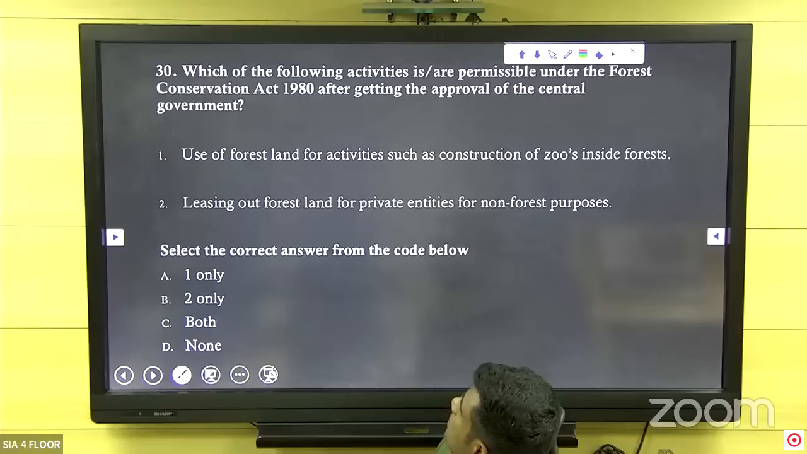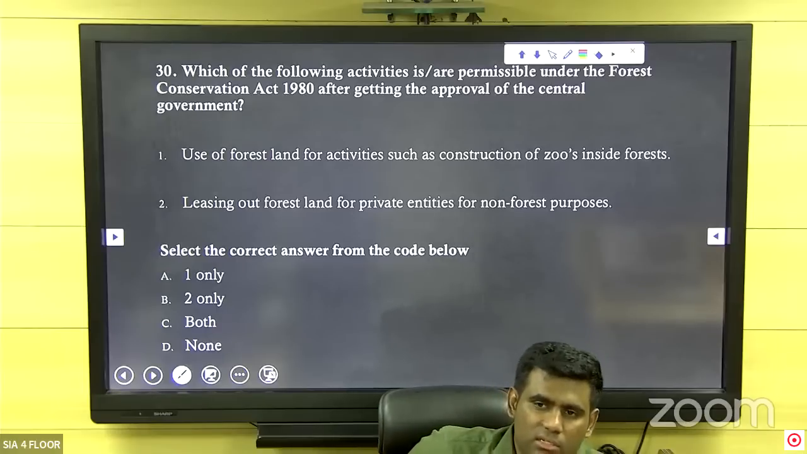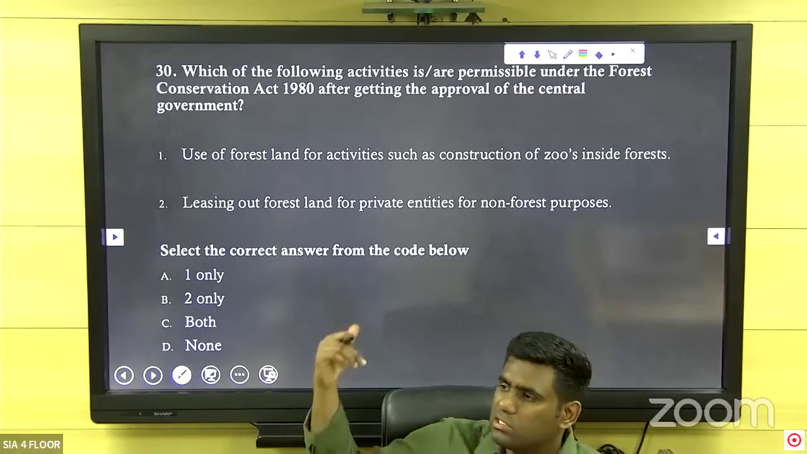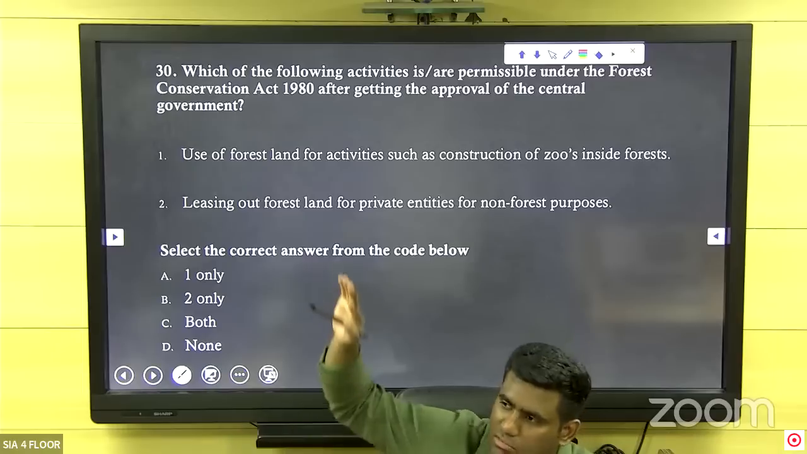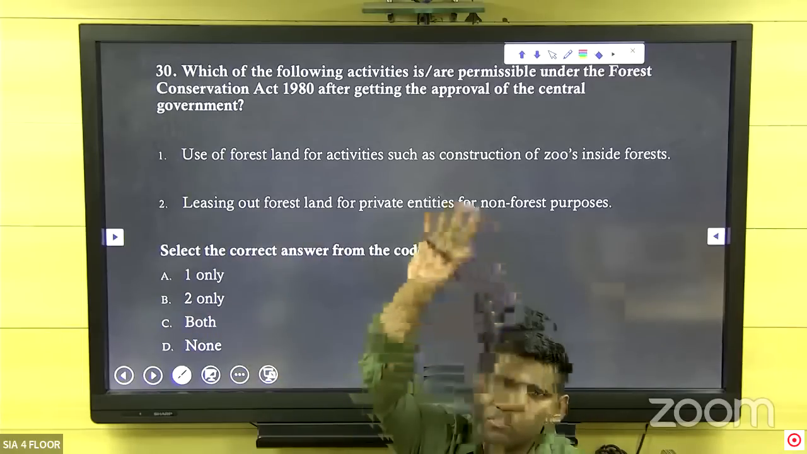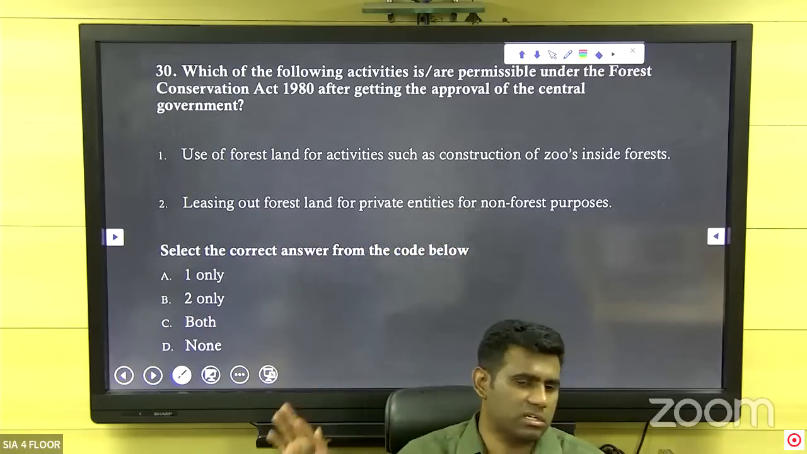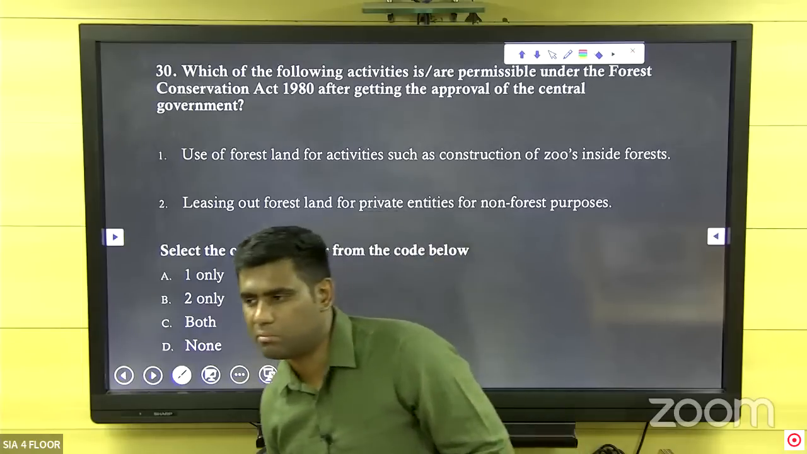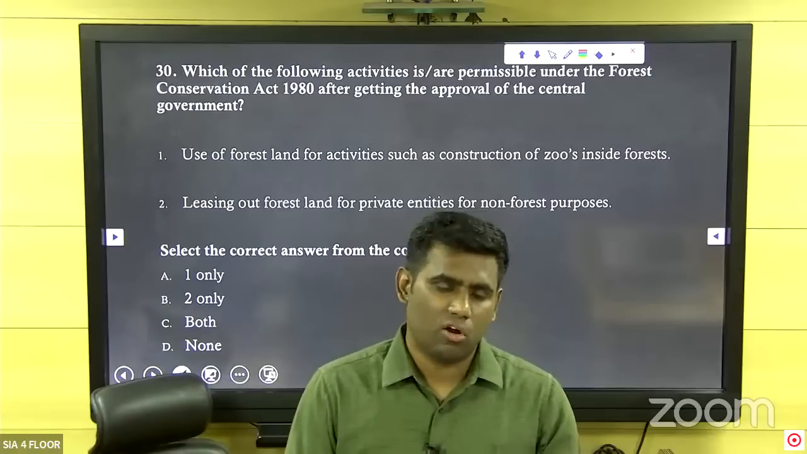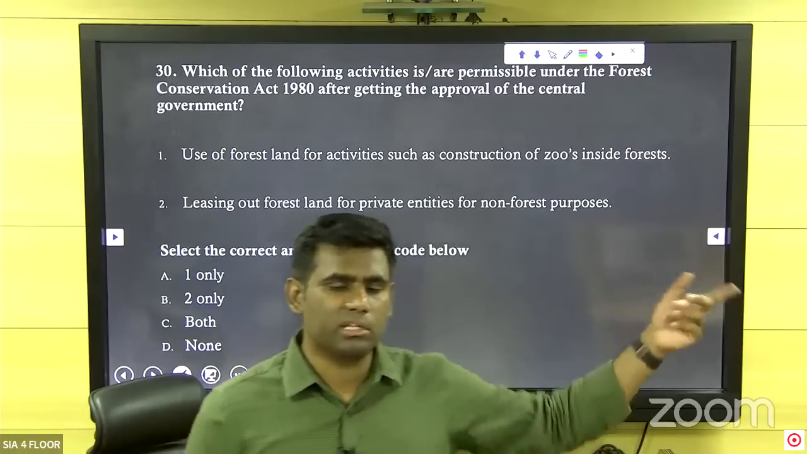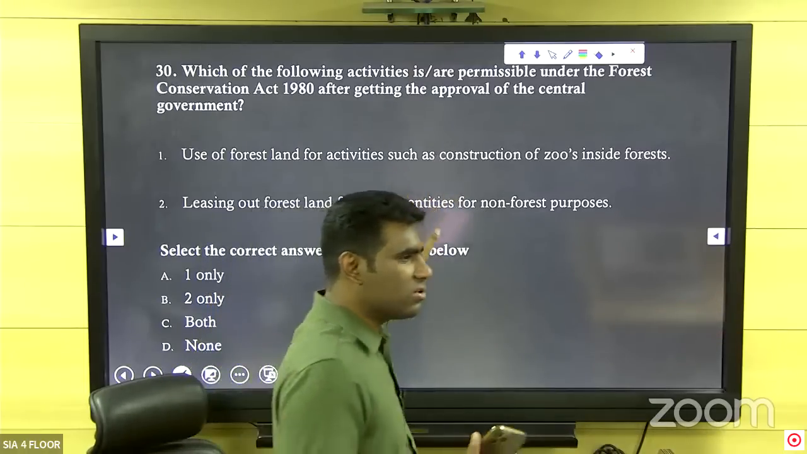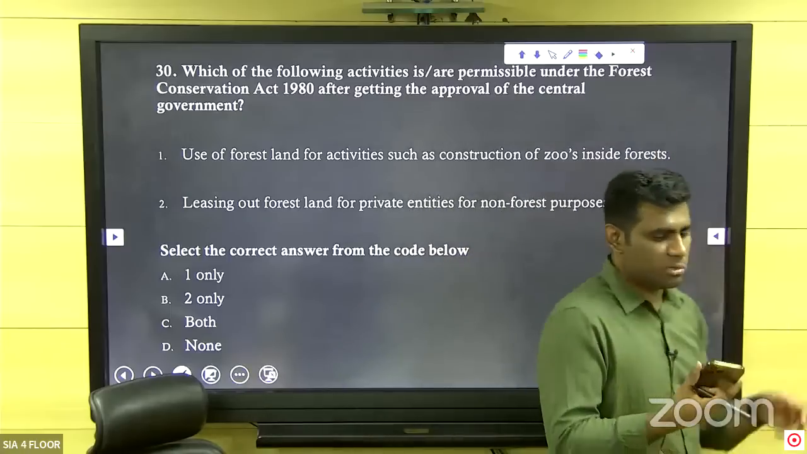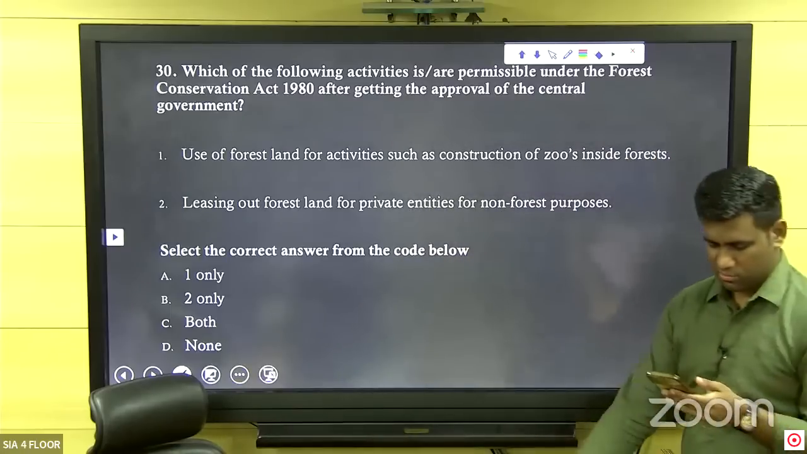And lastly, a Forest Conservation Act Amendment Bill has been introduced in the Parliament. But the question is not asked from the amendment bill, it is asked from the parent act itself. But if you know the provisions of the amendment bill, you will be able to get this question right from the parent act. So the question is not actually from the amendment bill, but from the provisions of the parent act which is supposed to be amended in the amendment bill. So I have directly gone to the provisions which are attempted to be amended.